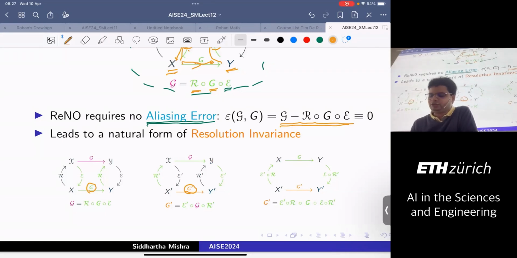So if you have this ReNO property, if you know that there is an exact mirroring between the continuous and discrete, this is a triviality. Why is that? Remember that I want to go between G and G prime. I'll work out an example in the next slide, but let's look at this abstract concept. So I have a mapping G which takes X, the discrete space, values on a grid, to Y, another discrete space, values on a grid. But I know that there is an exact mirroring to the continuous.